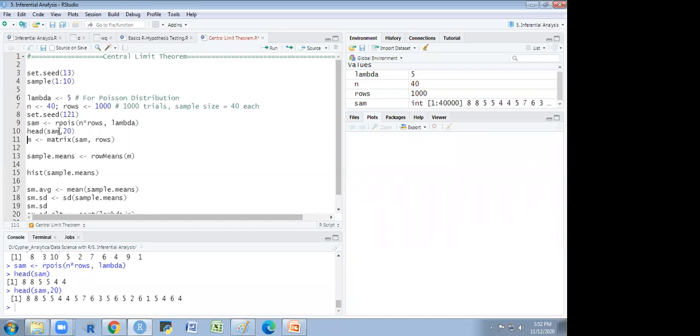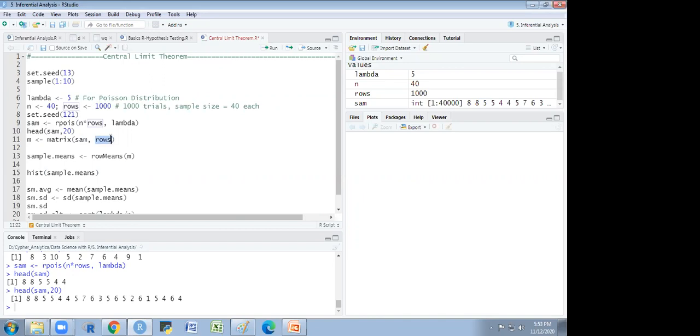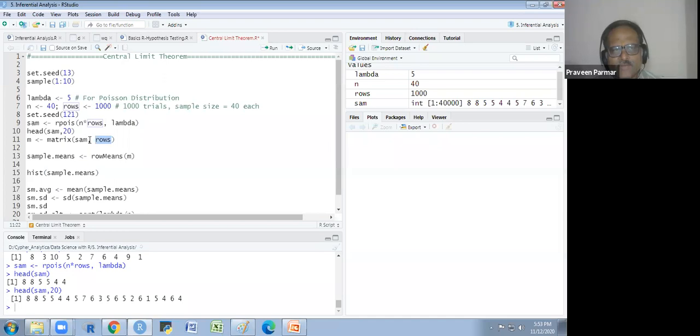We have 40,000 observations now. Now I convert them into a matrix. I am converting this data set into a matrix. For rows, I have written 1,000 rows. How many would be the columns? Forty, automatically, because we have 40,000 observations and 1,000 rows. So we divide the total by 1,000 and we get 40 columns.